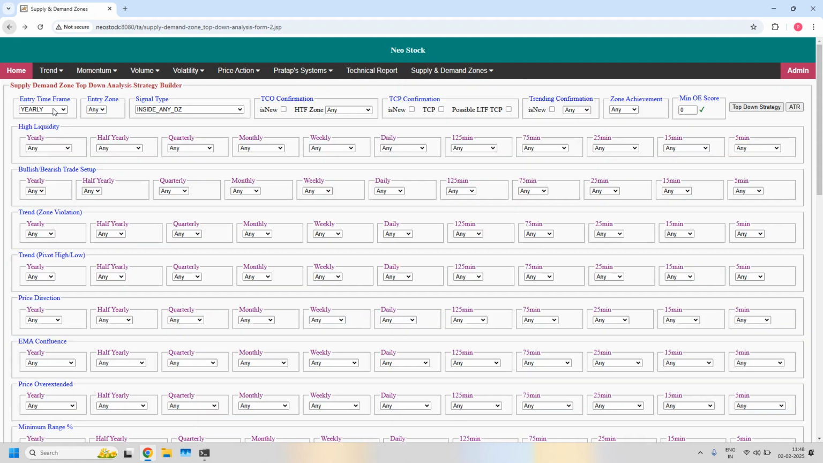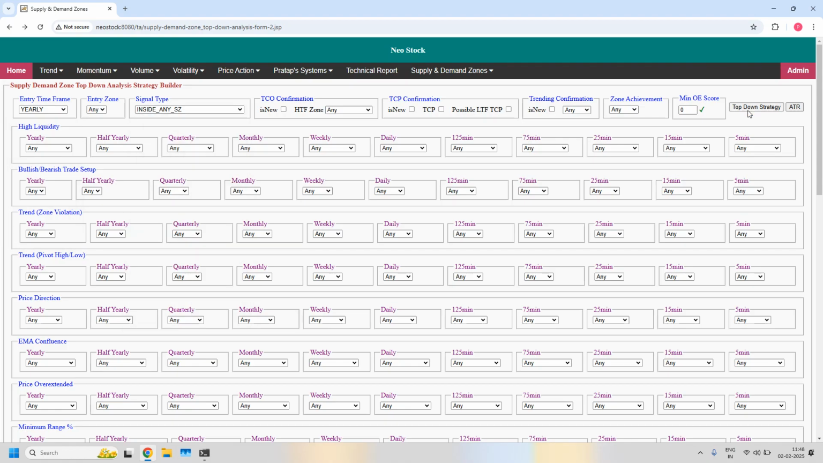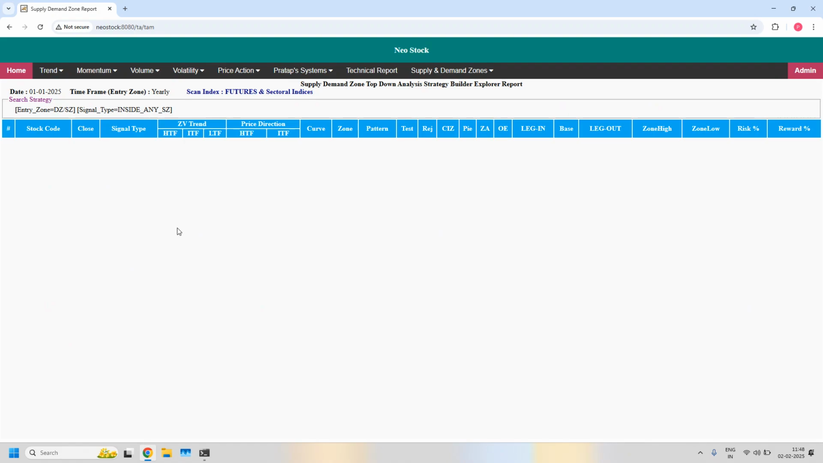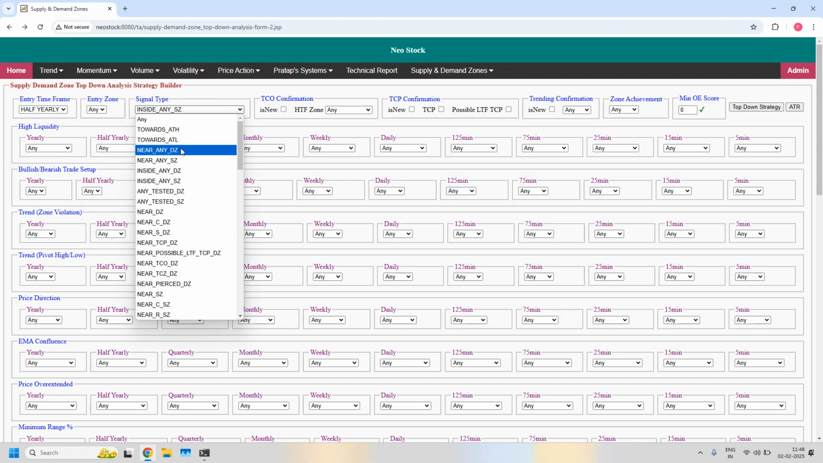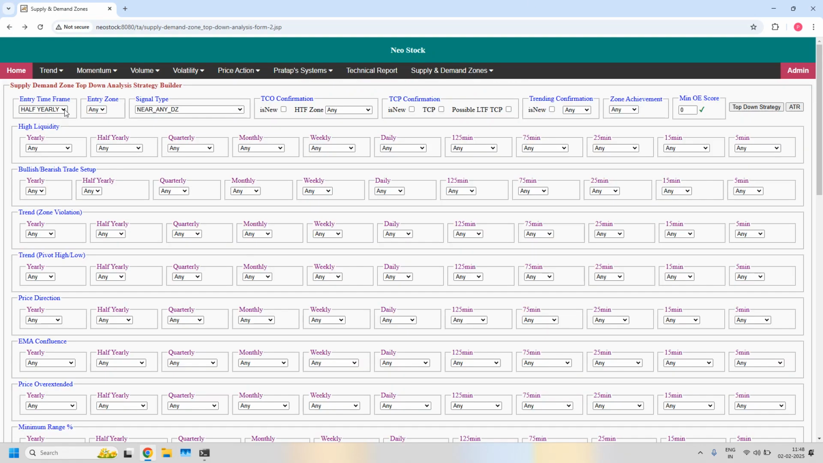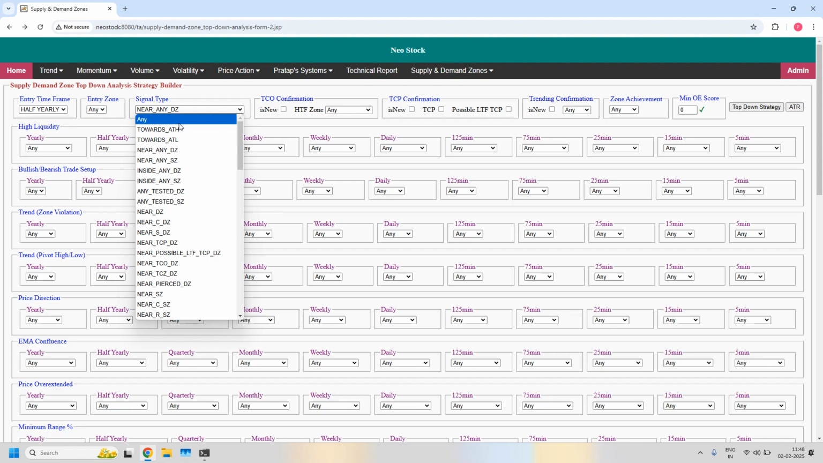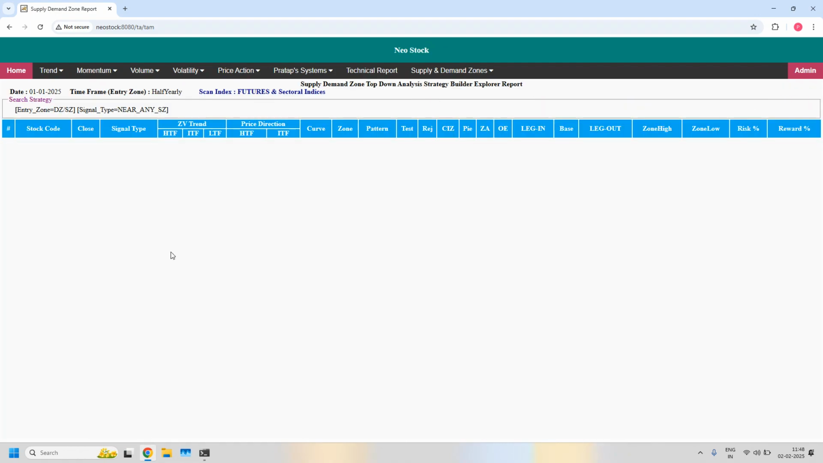Okay, next for yearly time frame, price closed inside the yearly supply zone, we don't have any stocks. Next time frame is half yearly, stocks near half yearly demand zone, we got 1 stock. Next half yearly time frame, price closed inside the half yearly supply zone, we don't have any stocks.